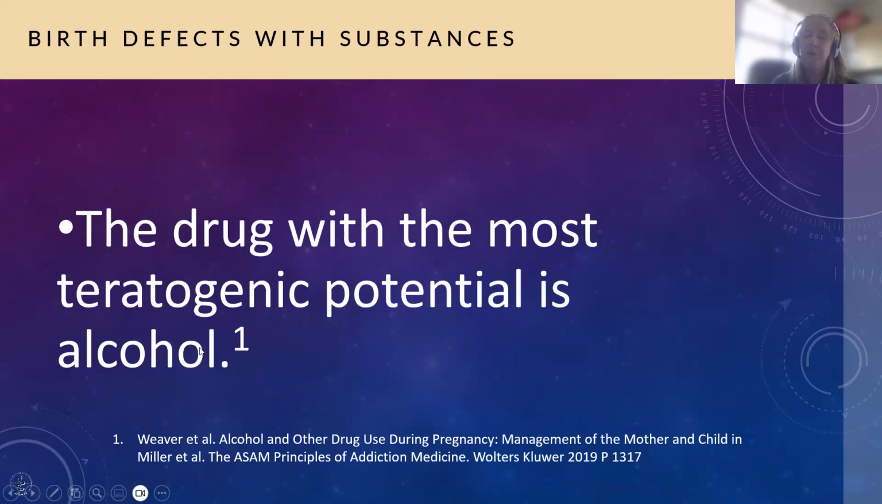So the drug with the most teratogenic potential is alcohol. Teratogenic means that it can cause birth defects. And we tend to really focus on illicit drugs, especially opioids, which have been very well covered in the news recently, but alcohol is still by far and away the most dangerous drug during pregnancy.